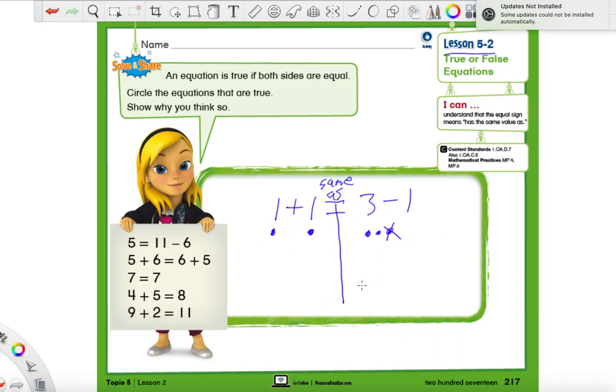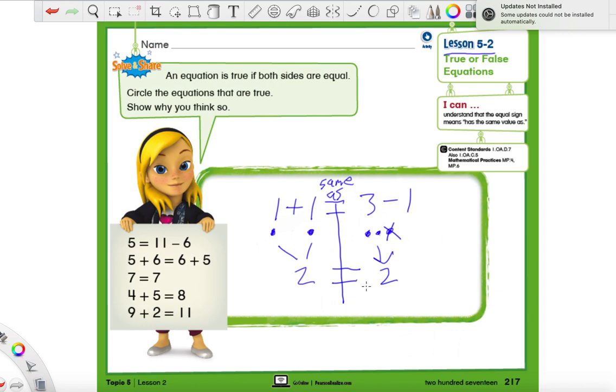Now, do I have the same number of dots on each side? Well, let's check. I have 1, 2 over here. So my answer is 2. Over here, I have 1, 2. So my answer on this side of the fence is also 2. So did they give us the same answer? They did. So is 2 equal to 2?